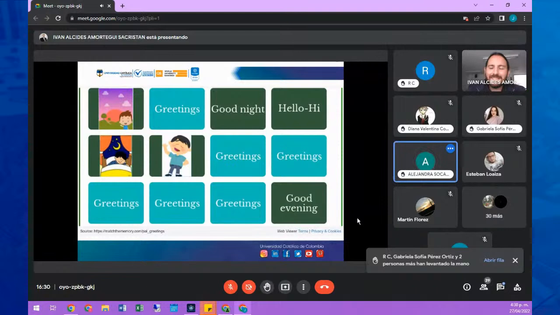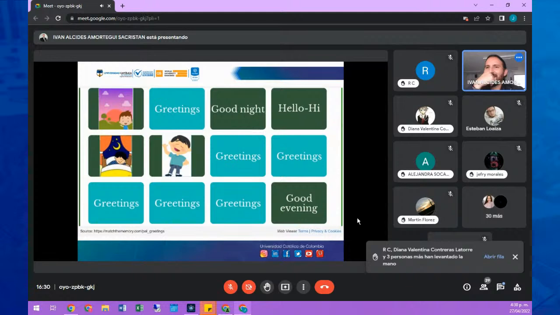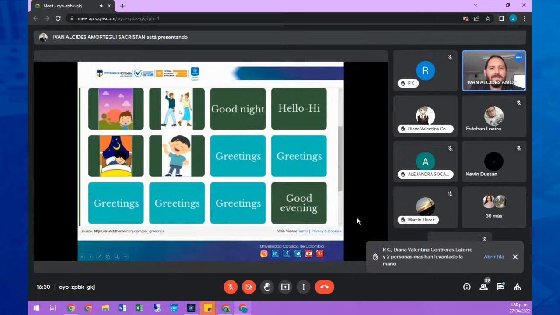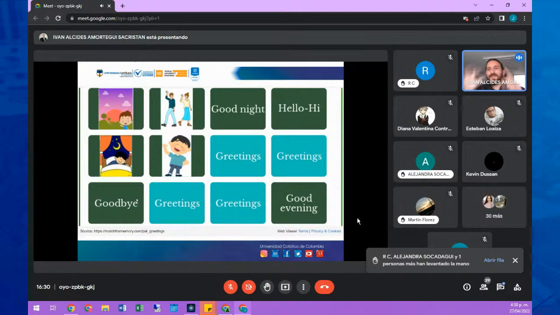Number 7. Yeah, number 7. And number 10. Yeah, you nailed it. Oh, I'm sorry. There is another different expression. I'm sorry. Okay, almost there. Diana Valentina Contreras. Two. Number two. 9. And number 9. That's a match. Very good. When you say goodbye, right? You see the two people there saying goodbye.